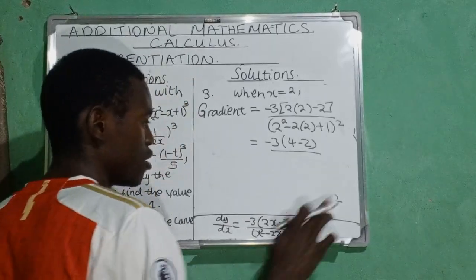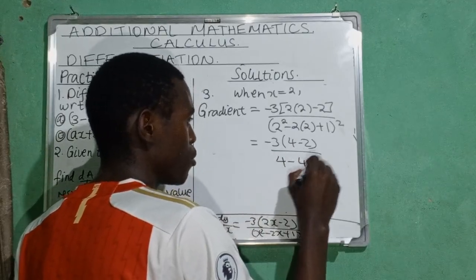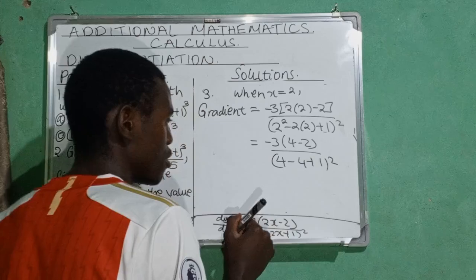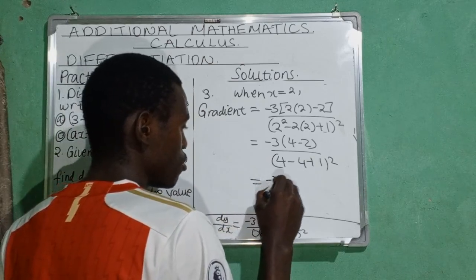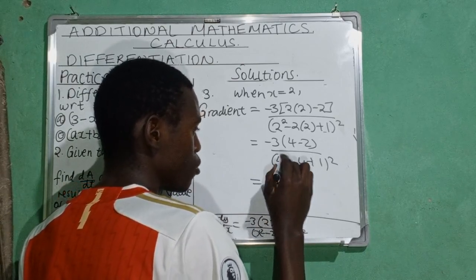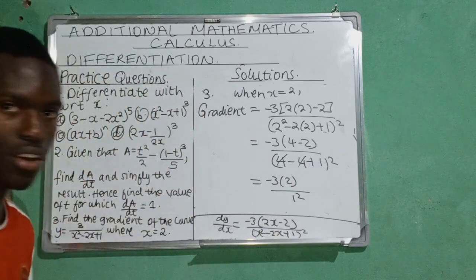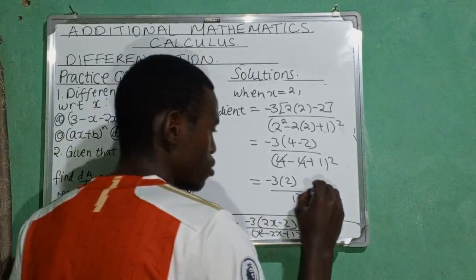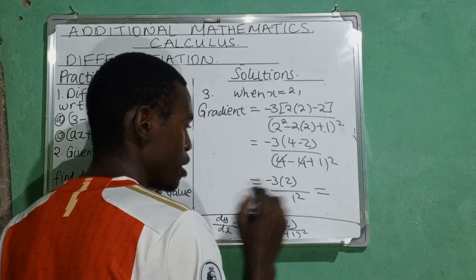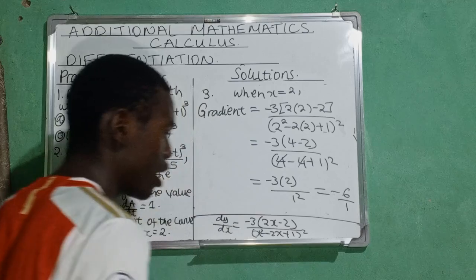2 squared is a 4. Minus 2 multiplied by positive 2 is minus 4. Then plus 1, you just keep it like that. Everything is being squared. Okay, this will be equal to negative 3. 4 minus 2 is a positive 2. You divide by 4 minus 4. This will cancel out to give you 0. Then you're going to remain with 1 squared. So this will be equal to negative 3 multiplied by positive 2, which is negative 6. You divide by 1 squared, which is simply 1.